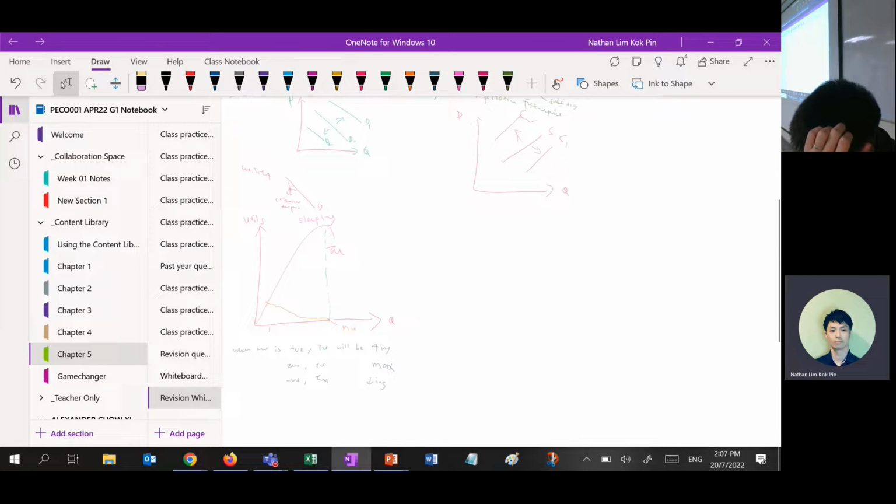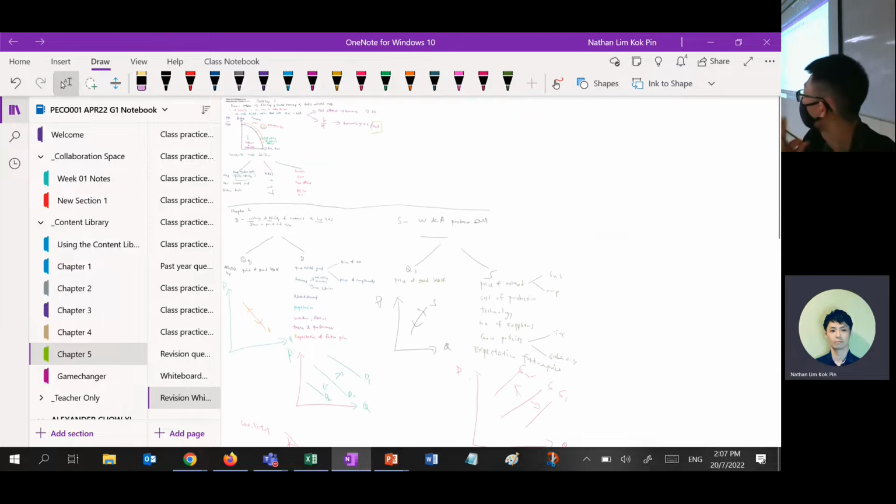Then, what is price mechanism? Price mechanism.